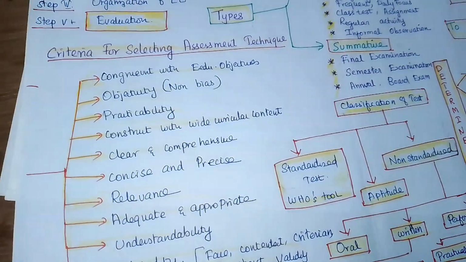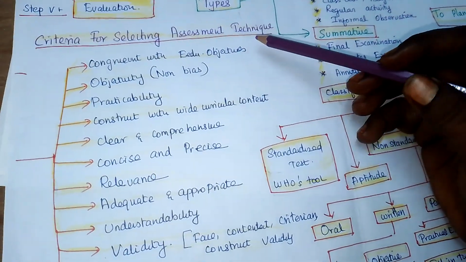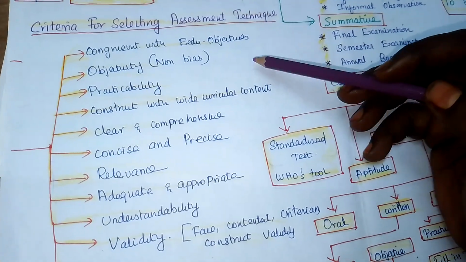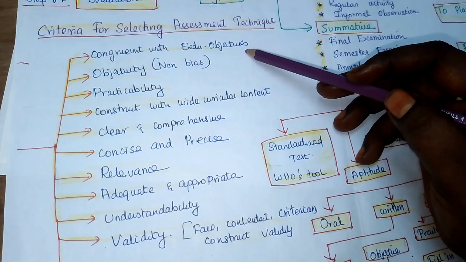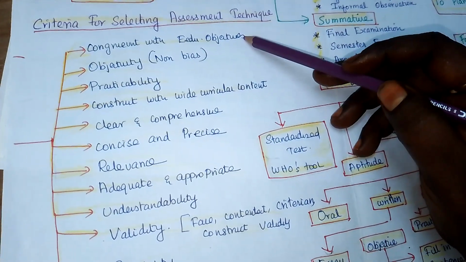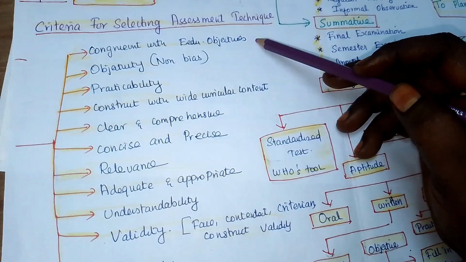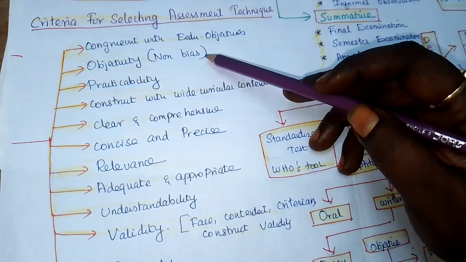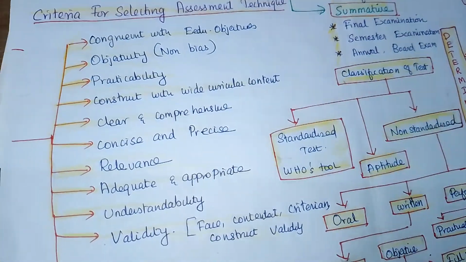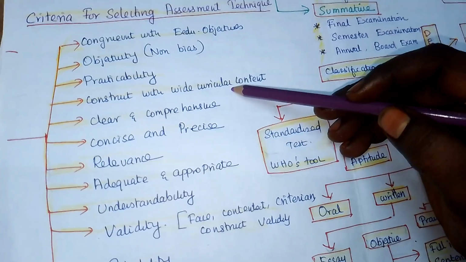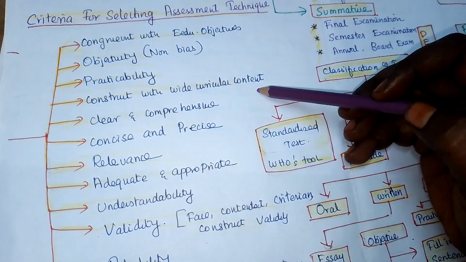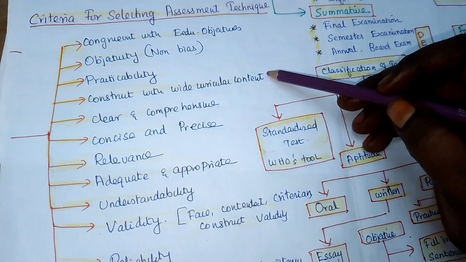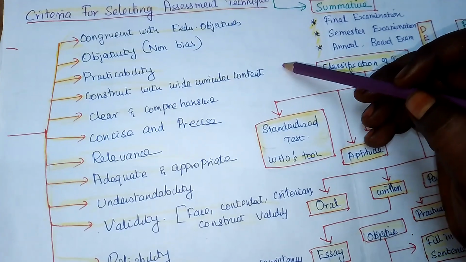What is the criteria for selecting these instruments or techniques? They should be concordant with the educational objectives. First, the testing instrument, the test, should be according to the syllabus and the educational objectives. Objectivity should be there, non-bias. Practicability should be there. Construct the instrument with wide curricular content. Maybe there are 10 units, and the examiner takes all the 75 marks of questions from 2 units.